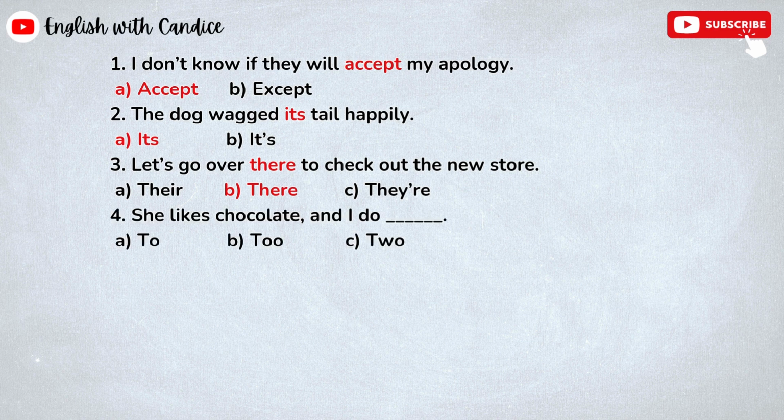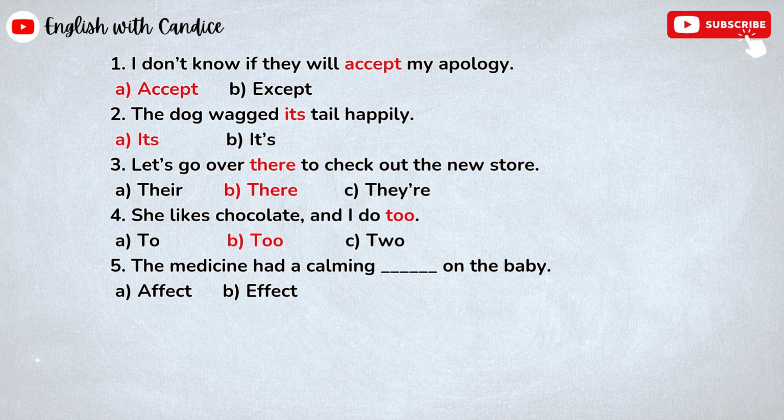Our next sentence, she likes chocolate and I do too. Which too will we be using? That's it, B, too. This too means also, which is the intended meaning here. We don't want to as in A, T-O, because this is a preposition, and two as in C, T-W-O, is the number two, remember?